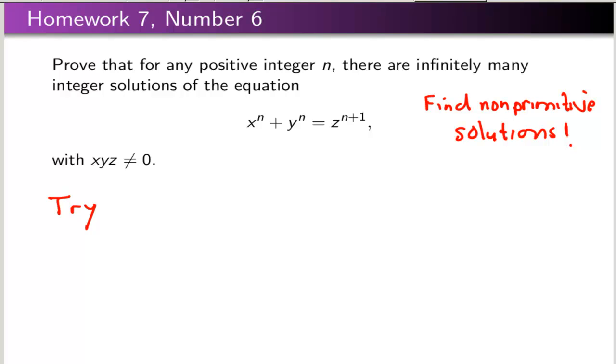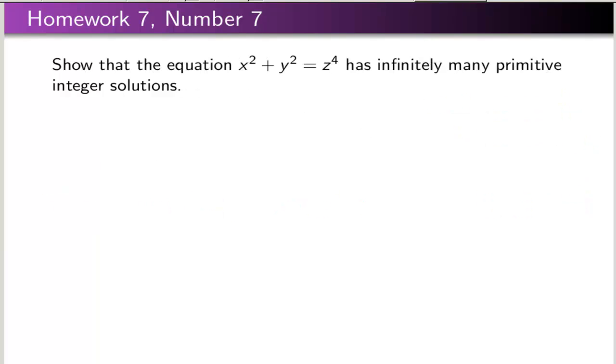Try this. Try them all to be a multiple of x. Try something like that, say y is lambda times x, and z is beta times x, where lambda and beta are some integers. And see if you can find solutions where y and z are some multiples of x. Okay, show that this has infinitely many primitive integer solutions.